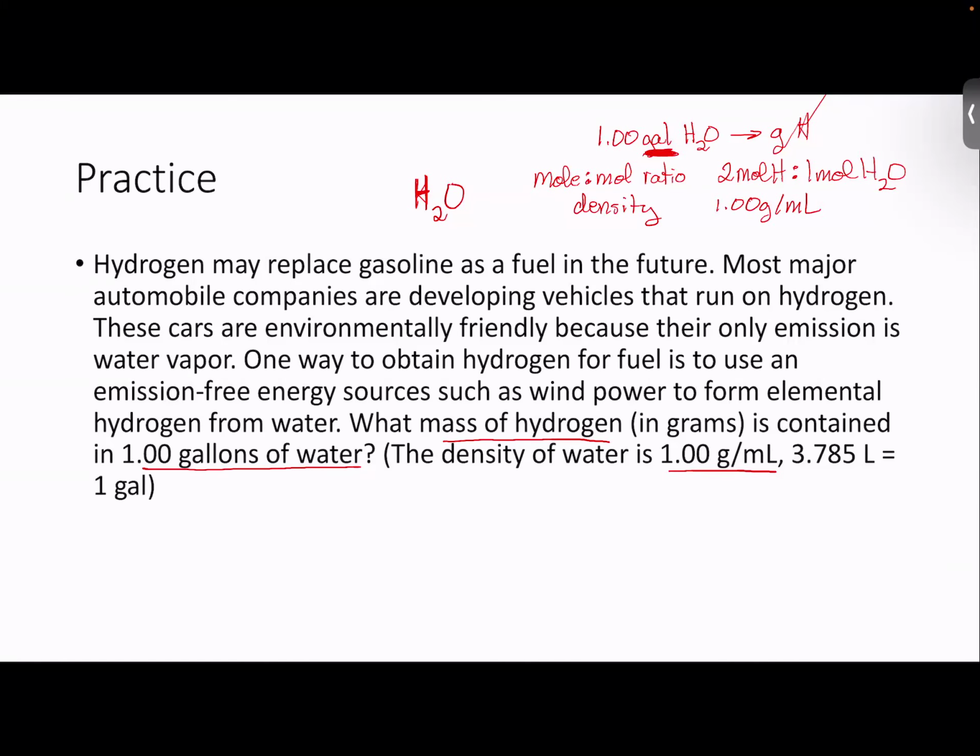So we're going to take that gallon and convert it into liters before we can convert it into milliliters so that we can use the density. That will get us into water, but we need grams of hydrogen, and anytime we have grams, I use the molar mass. So the molar mass of hydrogen is simply 1.008 grams per mole.